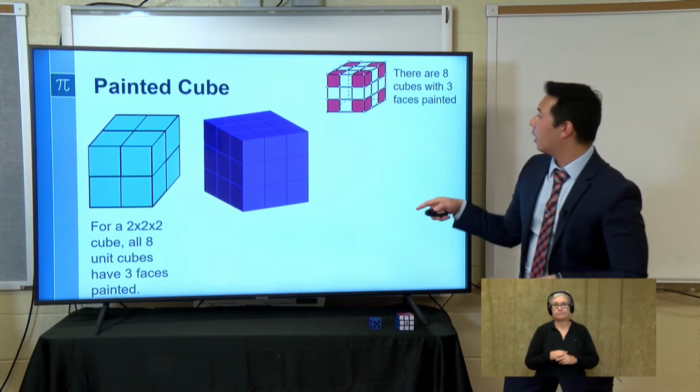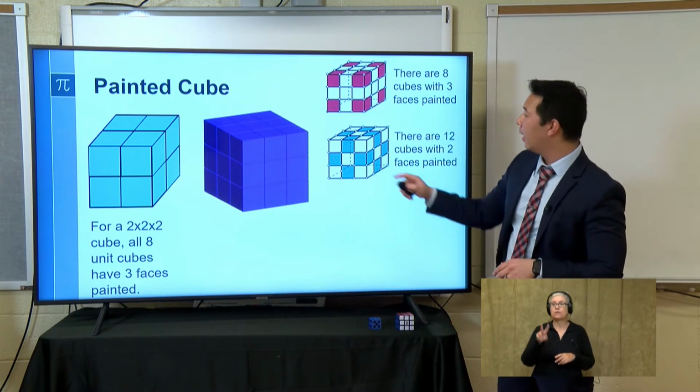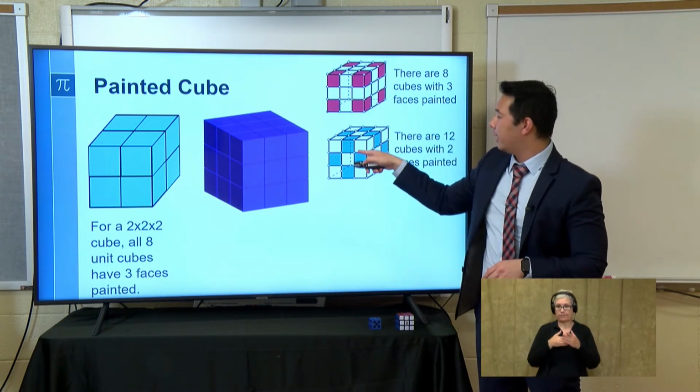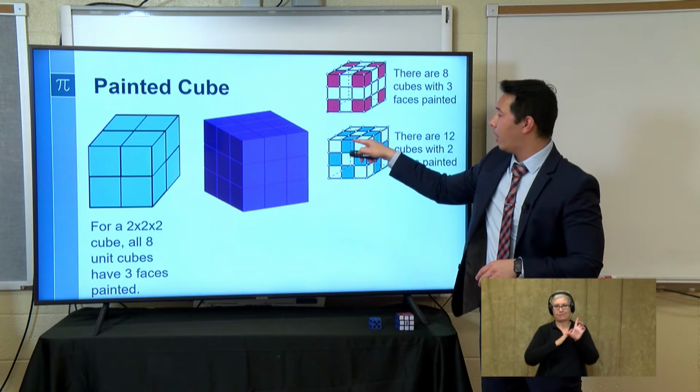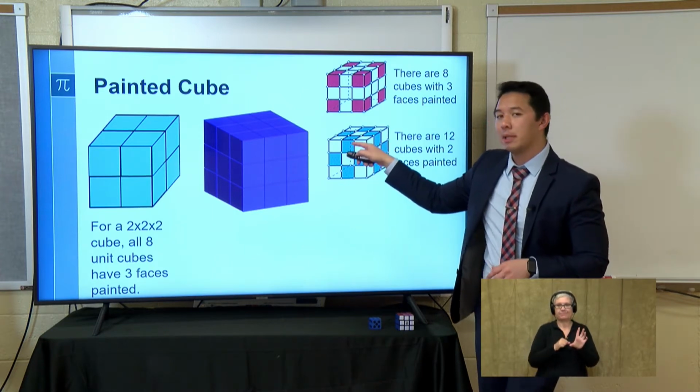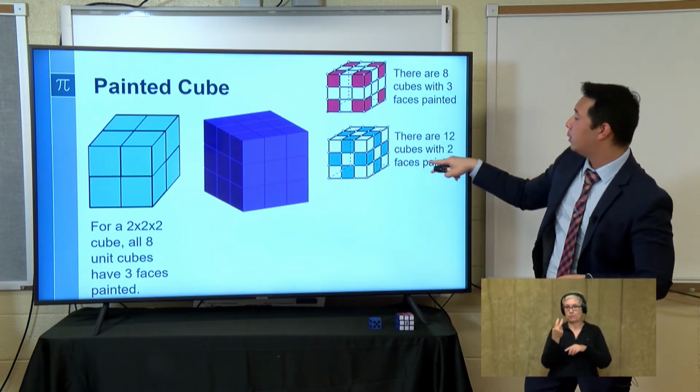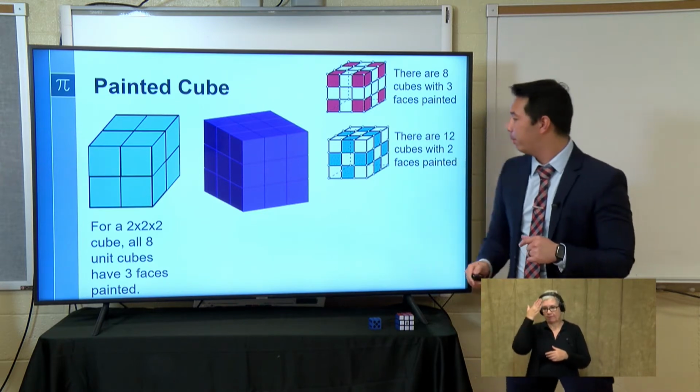When I'm looking for just 2 faces painted, when I remove the corners, we're looking again at the edges. And here I've only got 1 cube along this edge, but since I have 12 edges, there are 12 cubes with 2 faces painted on them.